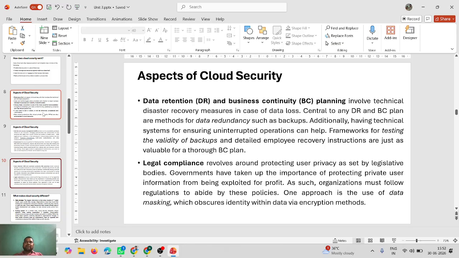So, privacy is the major concern. At the same time, how you are incorporating and imposing government policies to protect the data, the user data.